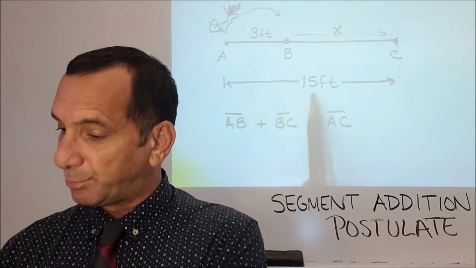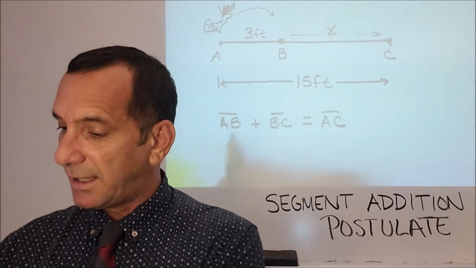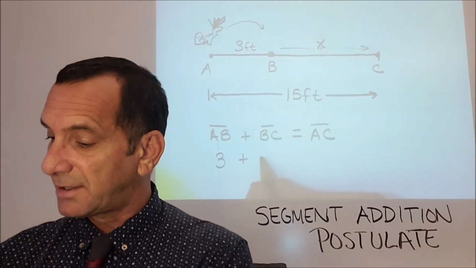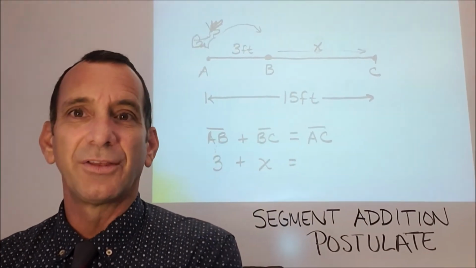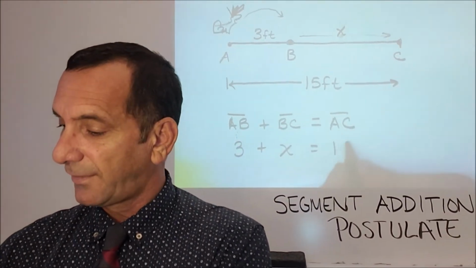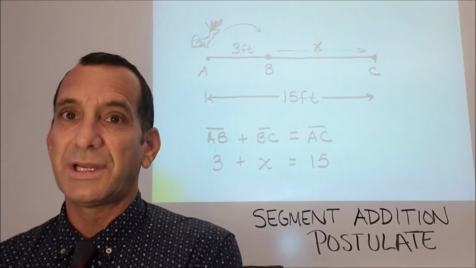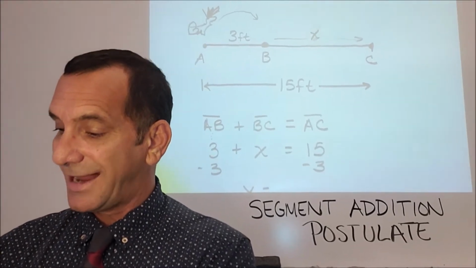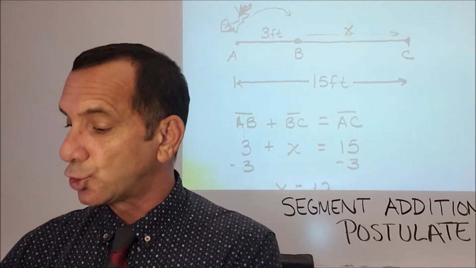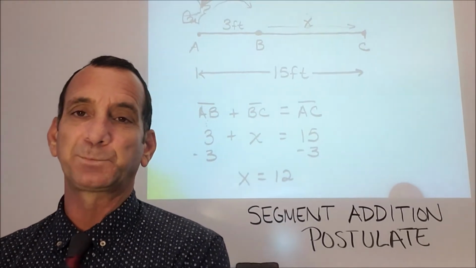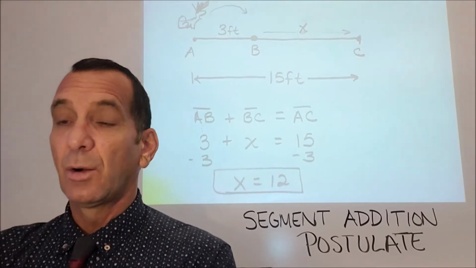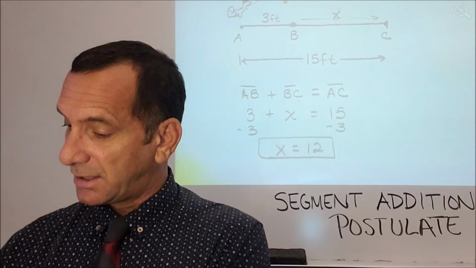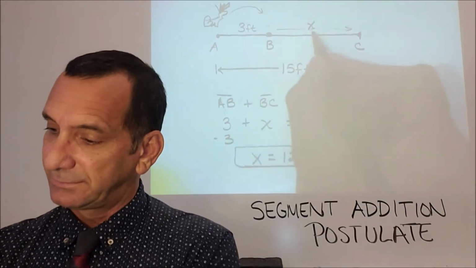So let's just plug in the numbers. AB, 3, plus BC, we don't know what BC is, we're going to put X, equals the full distance, 15. There we are, 3 plus X equals 15. We can solve for X. X equals 12. What is that? That's the distance that Lola had to swim, 12 feet.